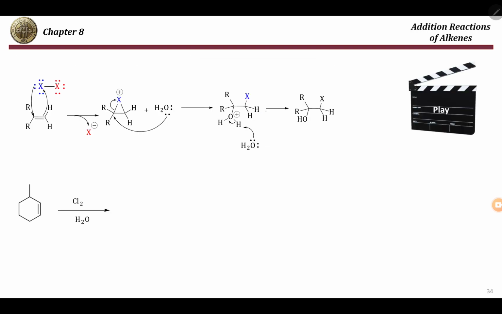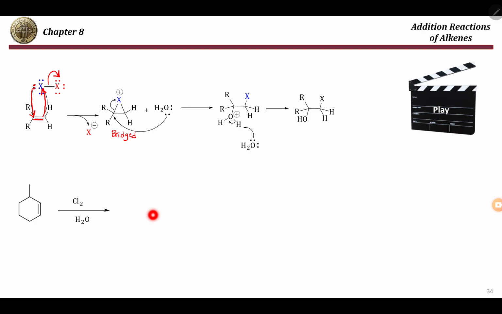The mechanism is a combination of the mechanism of halogenation and the mechanism of hydration. So the first step is like the halogenation mechanism, where the double bond, so the pi bond, attacks one of the halogens, and this kicks this X halogen out, and then at the same time the lone pair of this halogen just attacks back this carbon. These three arrows will lead to the formation of this bridged intermediate.